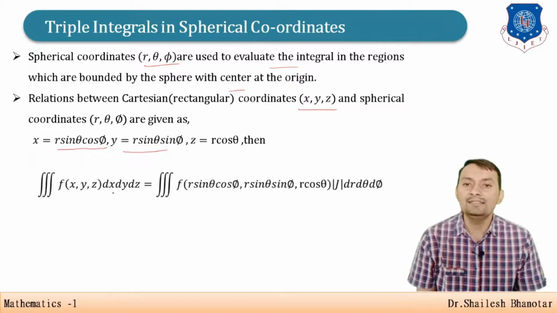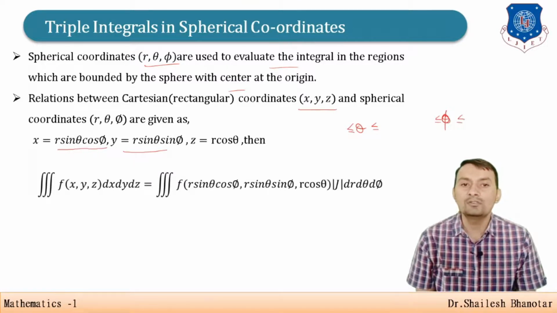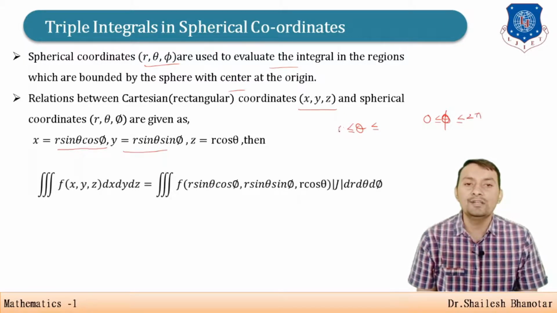Then our triple integration becomes, but in that case you should keep in mind what should be the rotation for theta and what should be the rotation for phi. The rotation for the phi angle is 0 to 2 pi, and when we observe the angle theta, it should be the rotation from z to r, that is 0 to pi. So that thing we will keep in mind.